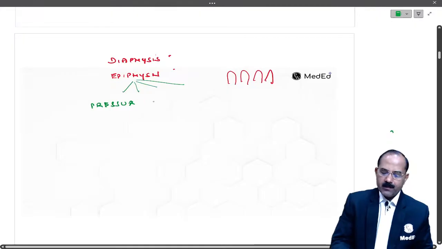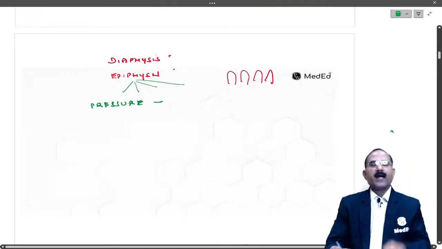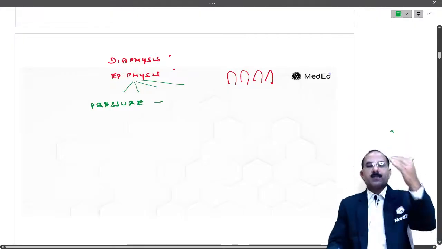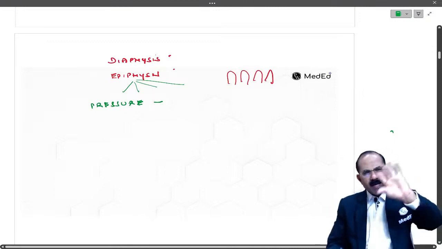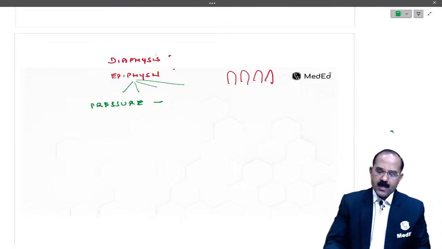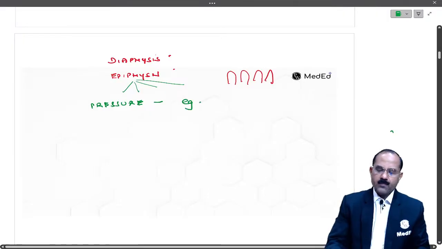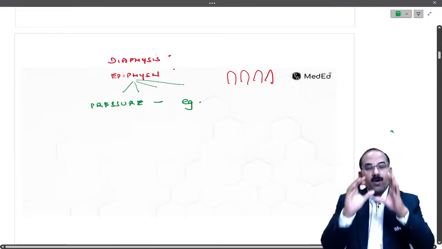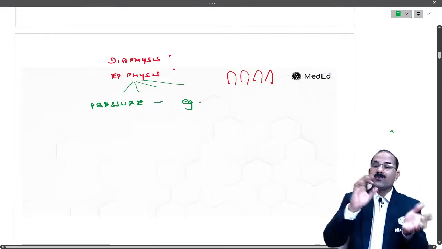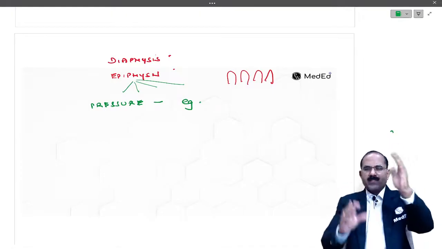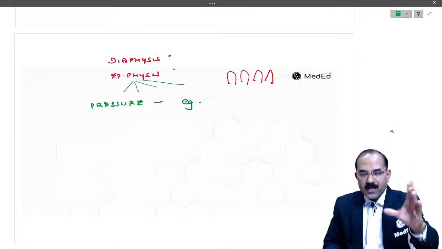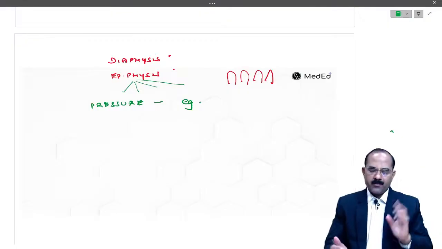So what is pressure epiphysis? Pressure epiphysis is seen at the ends of long bones which are subjected to pressure. Examples are all ends of long bones: the head of femur, the condyles of tibia, the condyles of femur. This is basically the ends of long bones which are subjected to pressure. That type is pressure epiphysis.